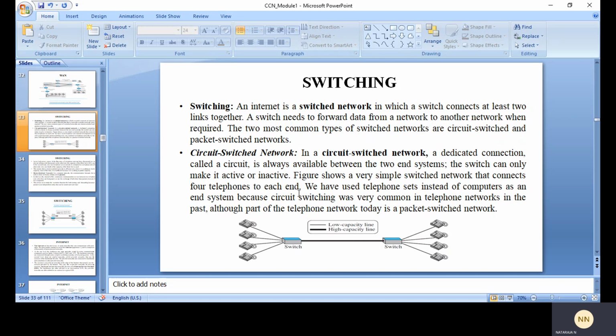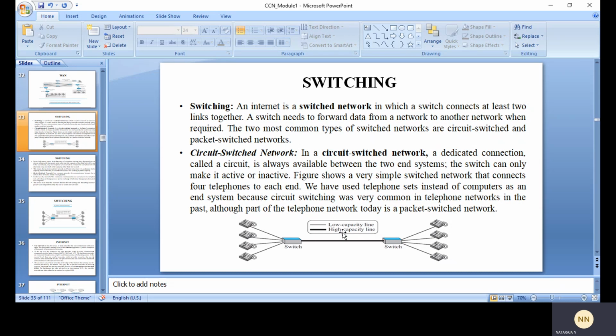The figure shows a very simple switched network that connects 4 telephones at each end. We have used telephone sets instead of computers as end systems because circuit switching was very common in telephone networks in the past, or olden days, although part of the telephone network today is a packet switched network. Here we can observe two switches connected to each other, and 4 different telephones connected to each switch.